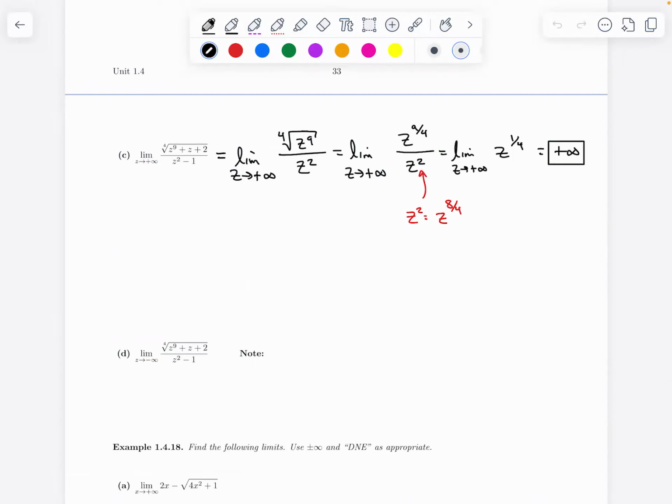Okay. So that's right. That means it's going to be a very fun chapter.